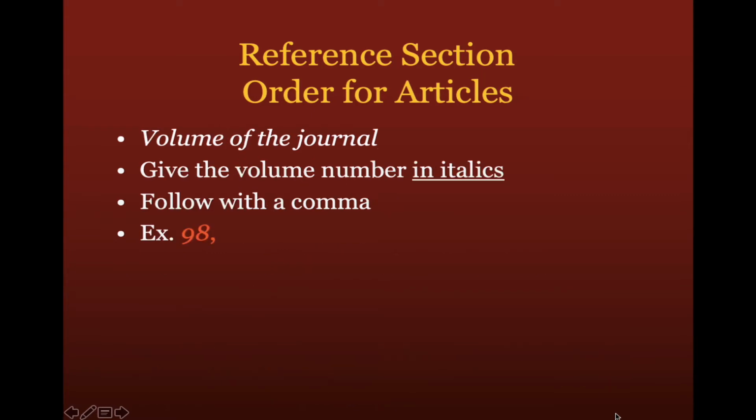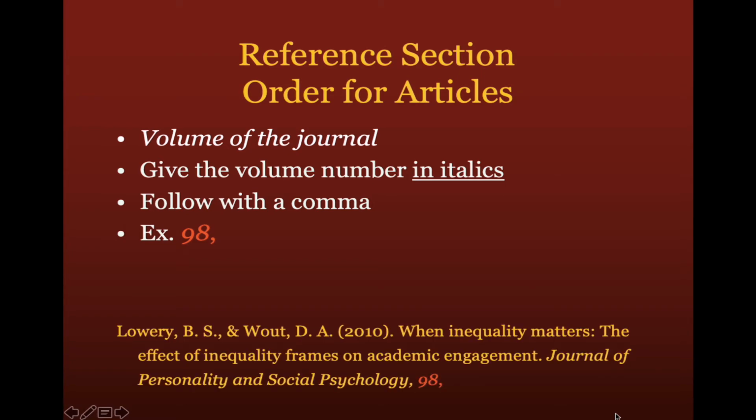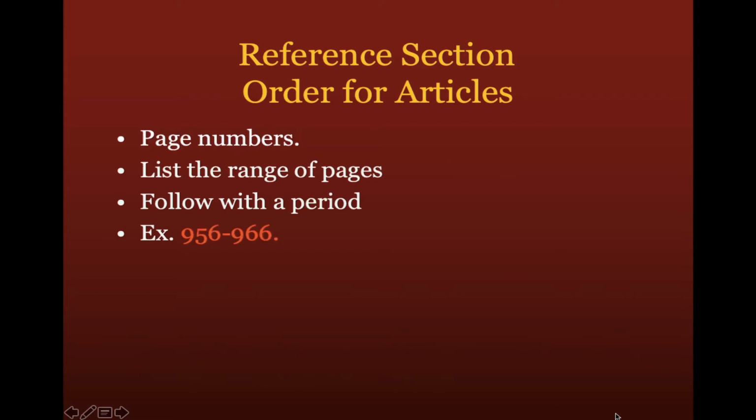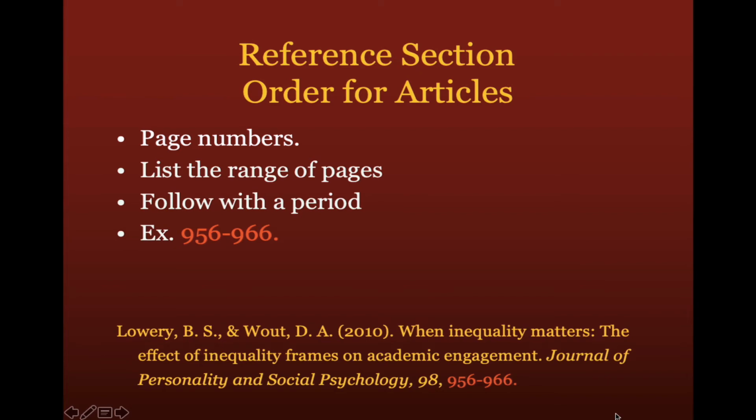And then next you have the volume number. This is the other piece of information that needs to be in italics. So you report the volume number followed by a comma. In our running example here, we've now included 98 for our volume number followed by a comma. And then you report the page numbers followed by a period. So this was 956 to 966.